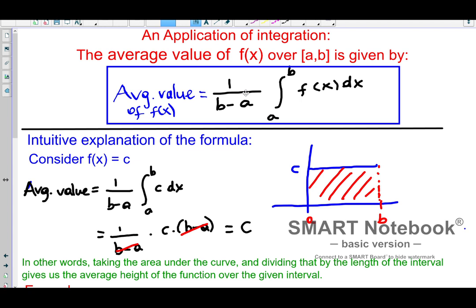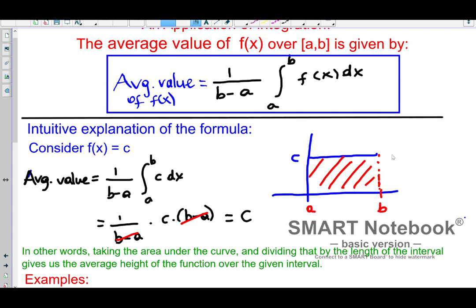Now, just to give you an intuitive explanation of this formula, let's take a look at a function that is a constant function. F of x equals c. So it's a constant everywhere, okay? So if you were to find the average value of this function over this interval, you would say, okay, it's a constant, so the average value should be the constant. So basically, we're finding the average height of the function. For a constant function, the average height will be whatever that constant is, right? If this was a 5, the average value this function attains over that interval is 5.